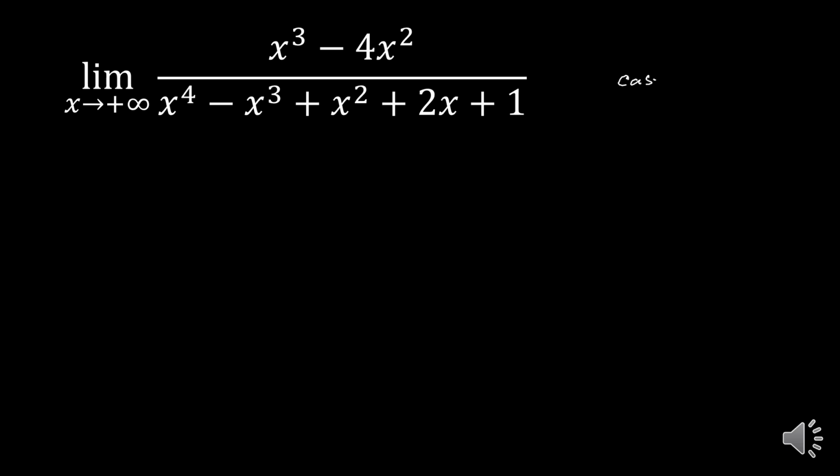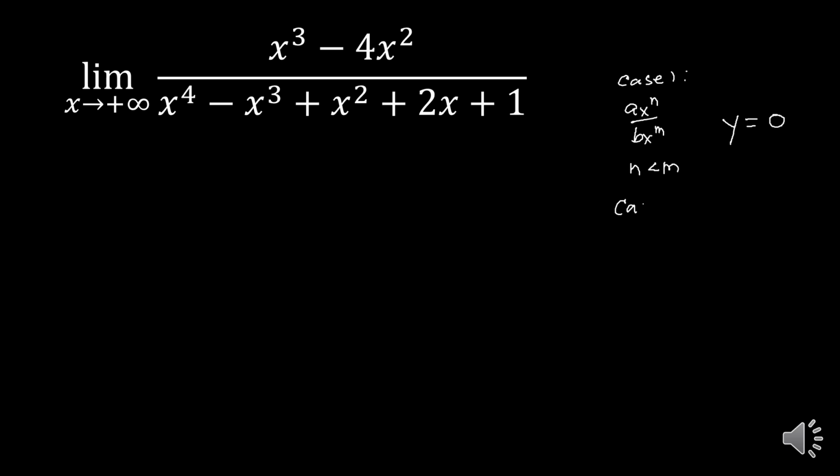Case 1, in which we have ax to the power of n over bx to the power of m. If your n, or the exponent at the top or the numerator part, is less than that of the denominator part, automatically our y value here as the horizontal asymptote will be 0.